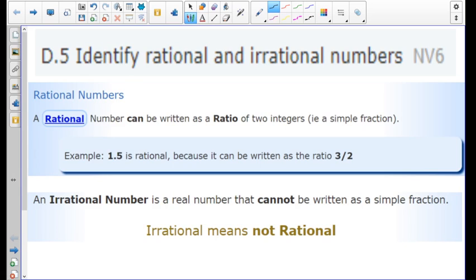An irrational number is a real number that cannot be written as a simple fraction. And there are several examples in math. There's only a couple that we're going to look at in 8th grade. But as you get farther in your math education, you'll find there are more constants like pi that are irrational.